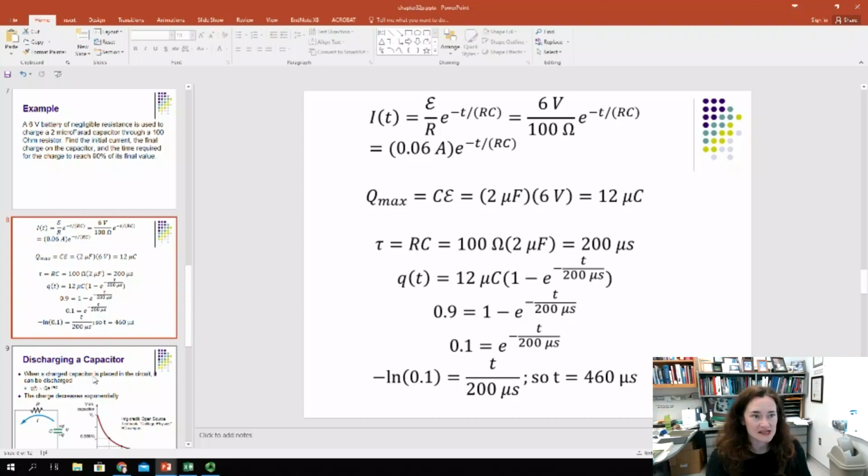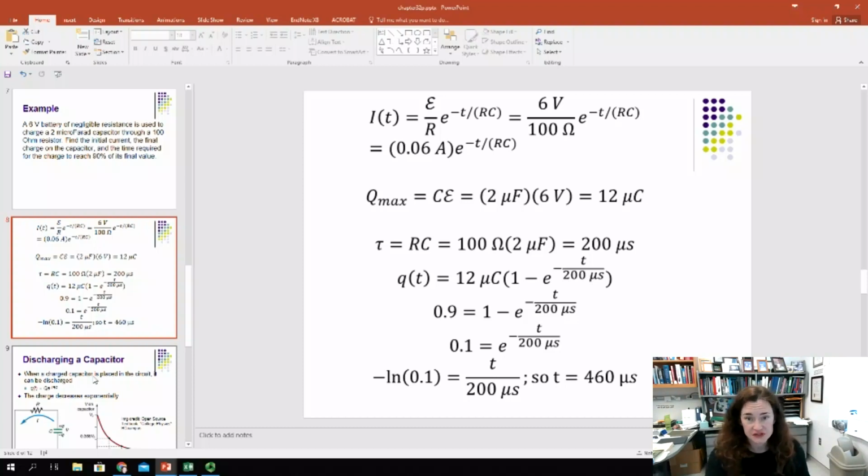Okay, next it asks for the max charge on the capacitor. Well, that would be as time t goes to infinity and it's fully charged. So you would just multiply the capacitance C times the EMF of the battery. In other words, it would be like the resistor wasn't even there and you're just using the equation for capacitance. So that would be 2 microfarads times 6 volts, which would give you 12 microcoulombs.